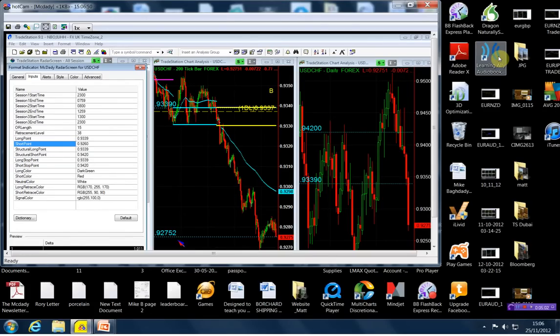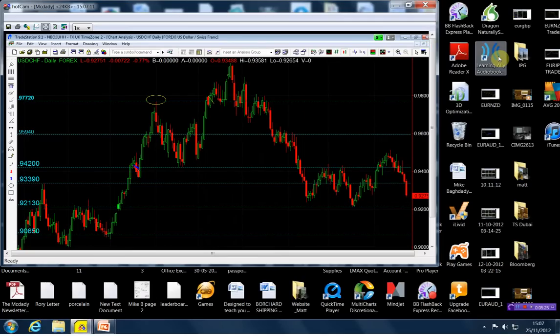And I'm going to place my stop above. This is this low here. The 92.75 is this low, so I'm going to use the 92.75 as my short stop. Okay, and the structural short point is the 92.13, which is the big structural point, 92.13.